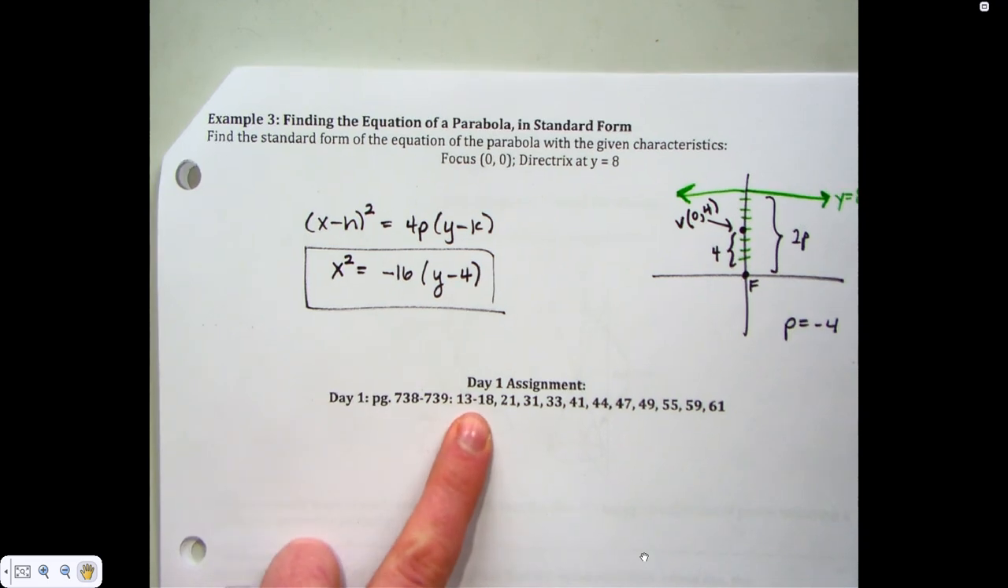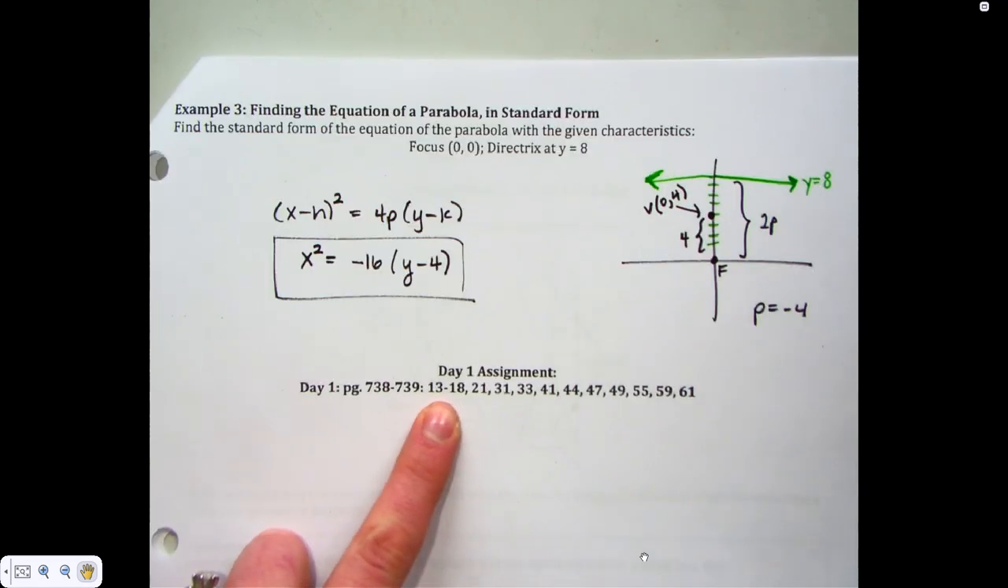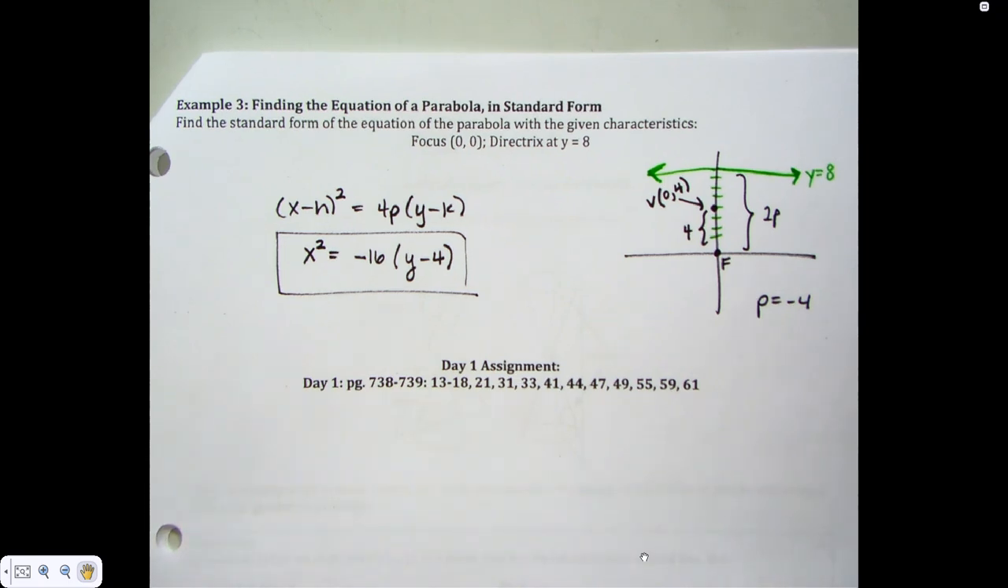So there's your suggested assignment. Use this time for the rest of the hour to work on that. Come in with questions tomorrow because tomorrow we're going to do applications and story problems that involve our parabolas.